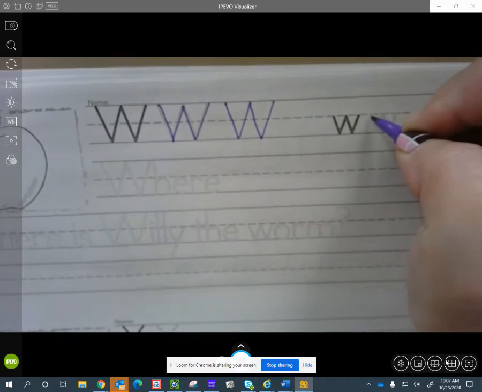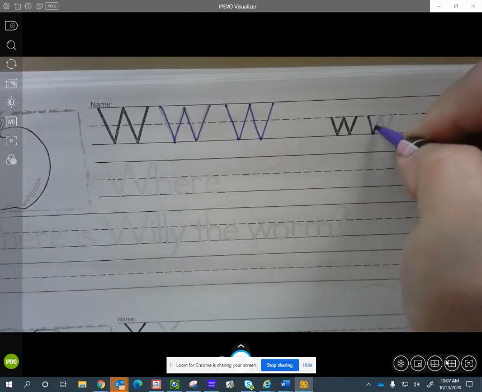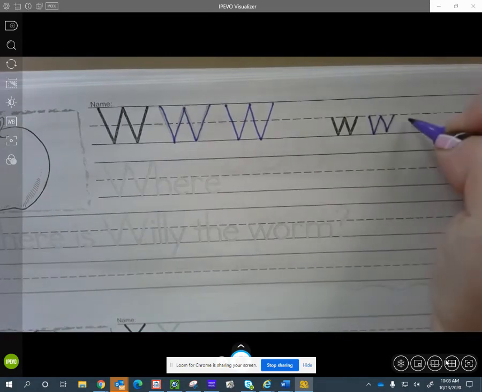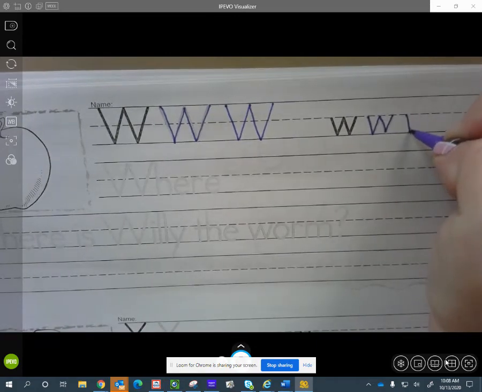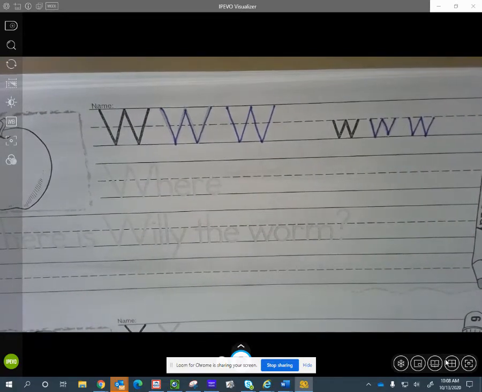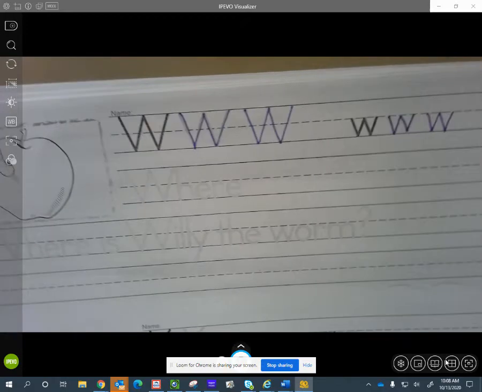W, lowercase w, just starts at the mountain to the ground, mountain to the ground, and mountain again. So we start at the mountain to the ground, mountain to the ground, and back up to the mountain. A lot like a V, just with two V's stuck together, right?